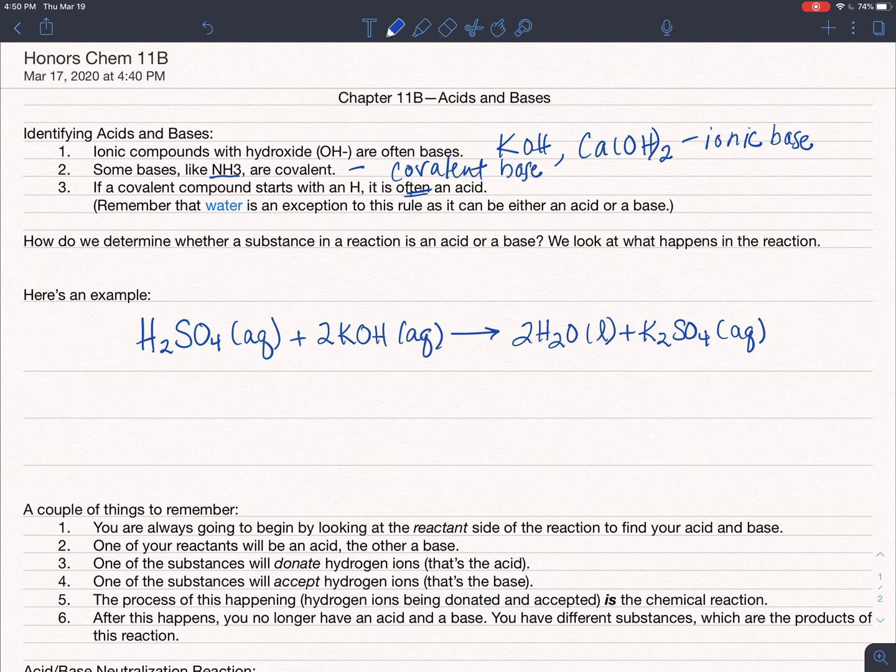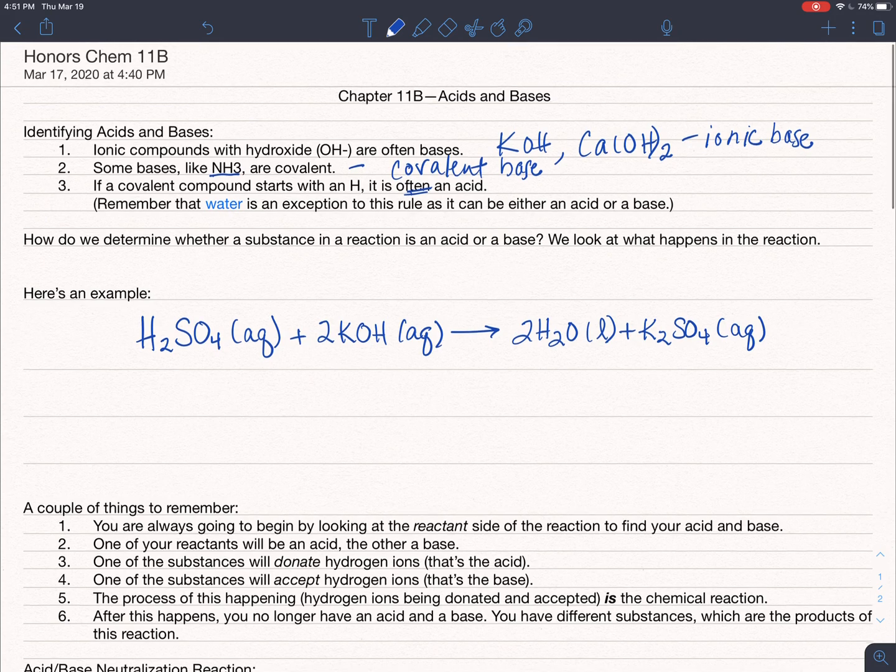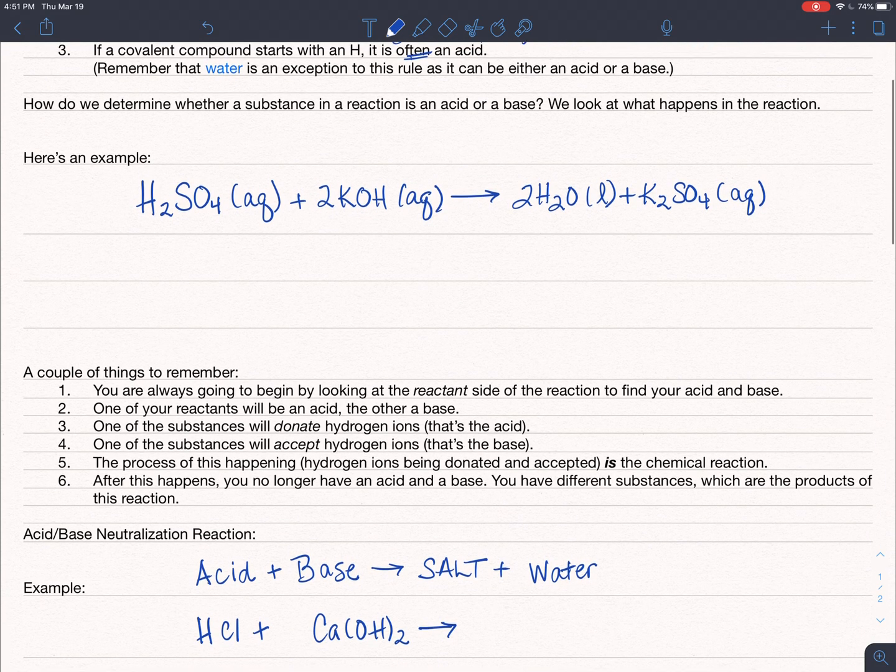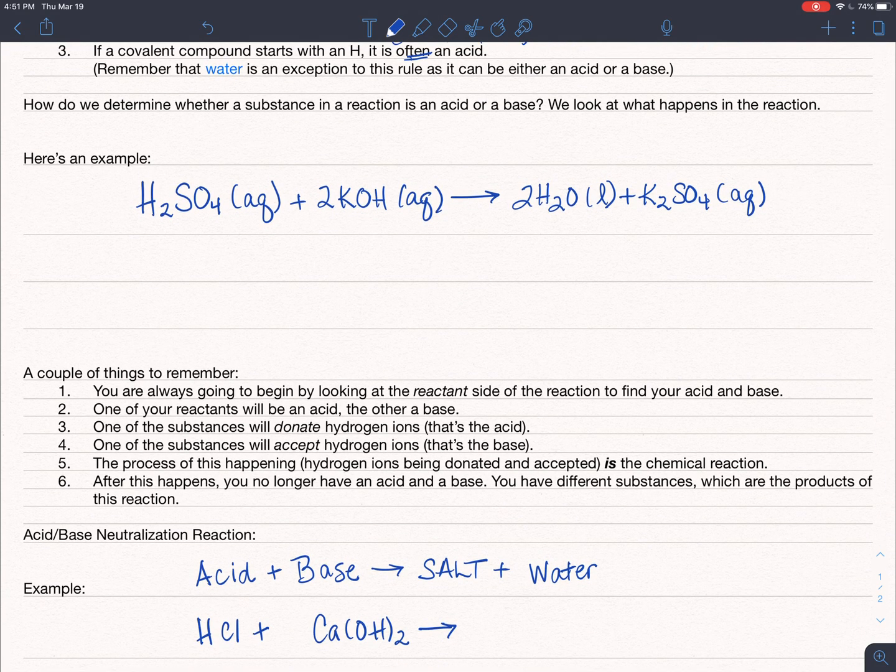Well, we can look at how substances are reacting in a chemical reaction. Let's take a look at one right now. Here's an example. We have sulfuric acid, H2SO4, plus potassium hydroxide. There's that hydroxide ion again, and it's going to make water and potassium sulfide. But if we didn't know that it was an acid, we can look and see what's happening in the chemical reaction.